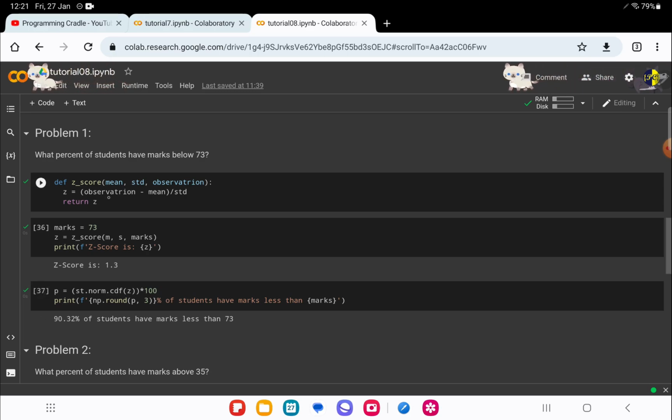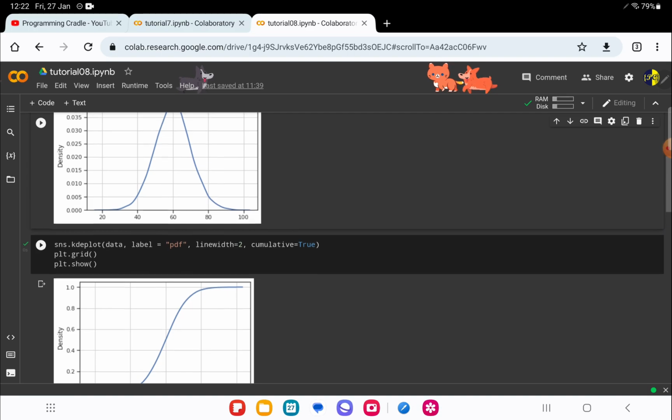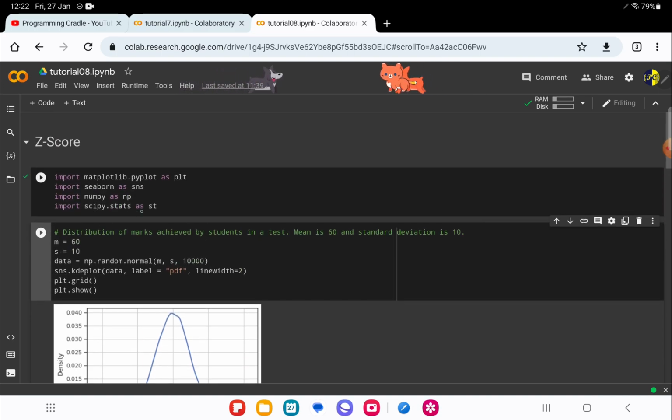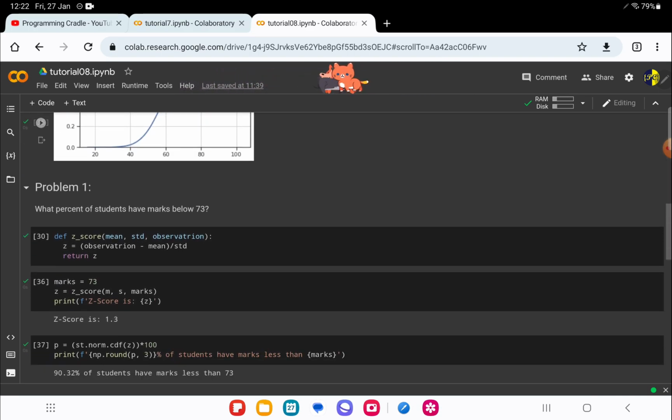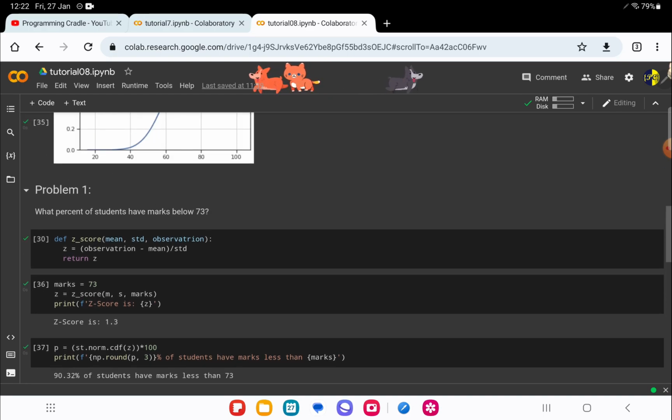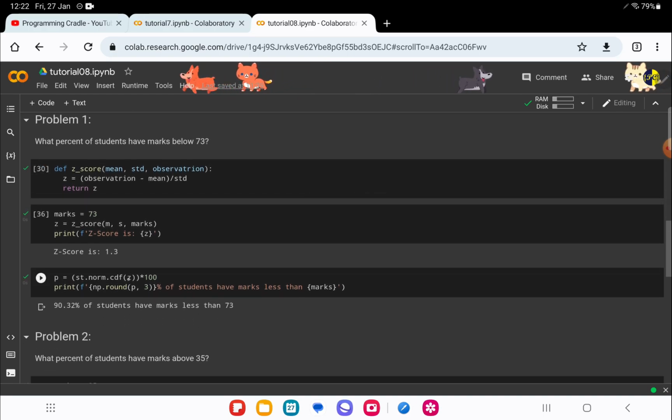So how did I find this? I created a function for z-score using the same formula we discussed in the slides. Here I am subtracting the mean from the observation and dividing it by the standard deviation, so that is giving us the z-score. Now to get the percentage, I am just passing my z-score to st.norm.cdf. So now you might ask, what is st.norm.cdf? It is nothing but from the scipy stats package. From there I am importing norm.cdf and I'm passing this value.